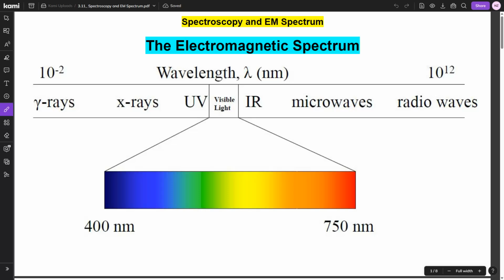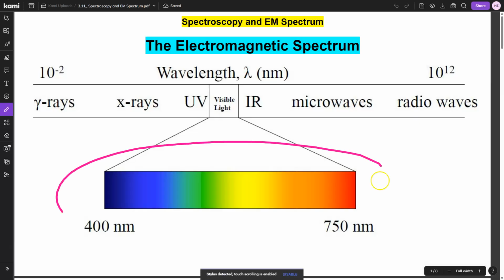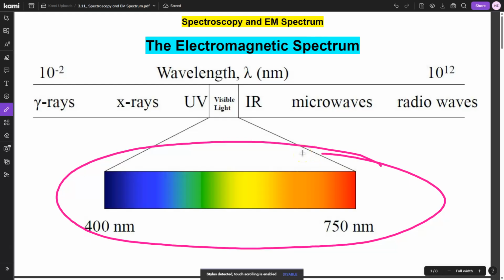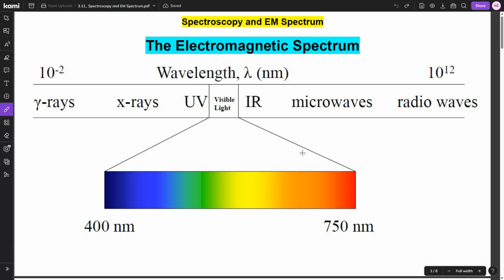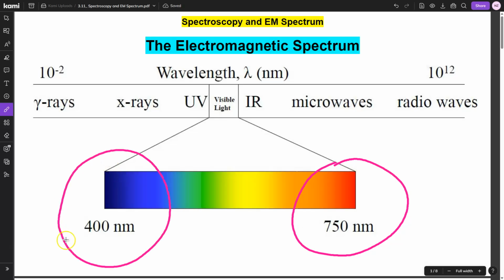In this video, we're going to go through spectroscopy and the electromagnetic radiation spectrum. So here is the electromagnetic radiation spectrum. And you see visible light right here is only a small fraction of the spectrum. I also want you to notice that red has a longer wavelength versus violet, which has a shorter wavelength. And we use the symbol lambda to represent wavelength.